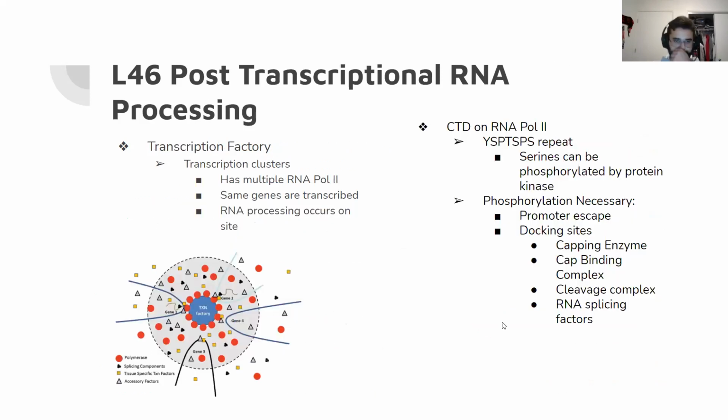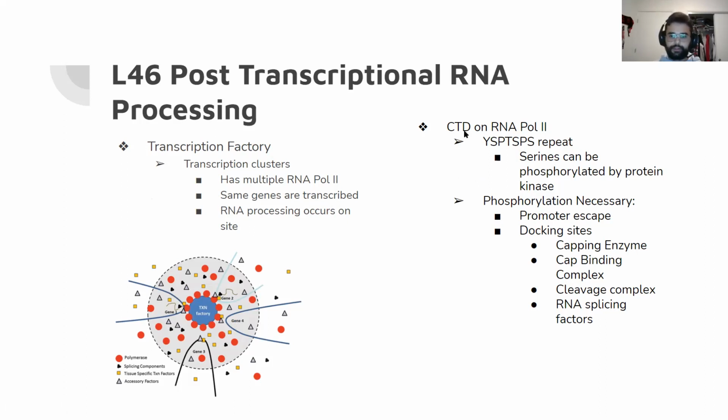So before we talk about this, transcription usually occurs in what are sometimes called transcription factories, which are just transcription clusters. These are areas of our cells that have multiple RNA polymerase 2s, and these are areas where transcription is constantly occurring. Usually they're just transcribing the same class of genes, and RNA processing is occurring in the same site as well. So we're looking at transcription right at the end.